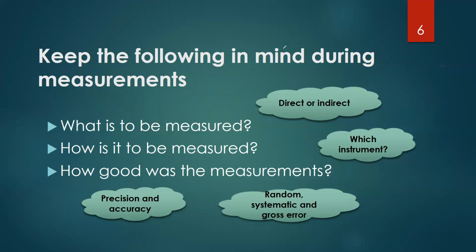real value. So if you have a real value of a quantity, let's say L, and I do a measurement for that, the difference between what I have measured and what it should be is called error. So that's simple to understand, error. But what are the properties of this error?